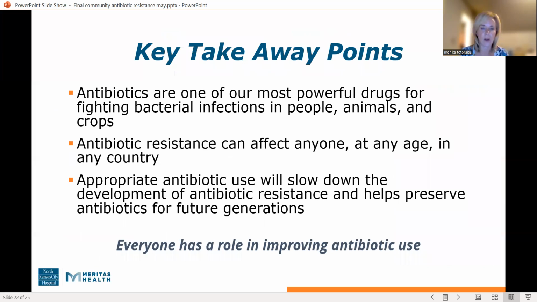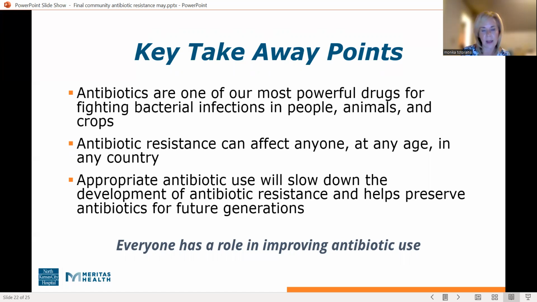Some key take-home points as we wrap up this discussion. Remember, antibiotics are our most powerful drugs used for fighting bacterial infections, not only in people, but in animals and in our crops. Antibiotic resistance, again, can affect anyone, poor, rich, young, old, and in any country.